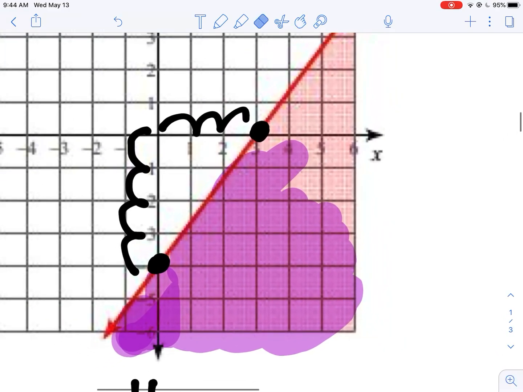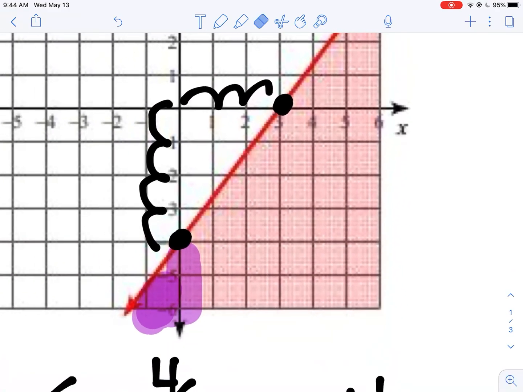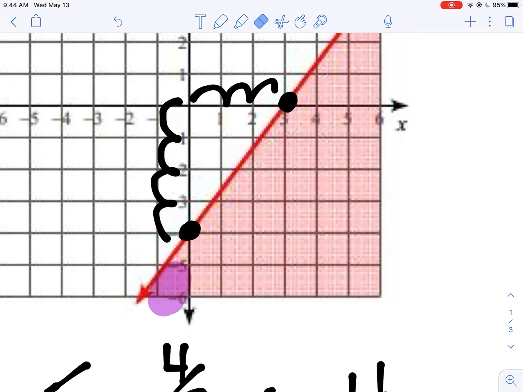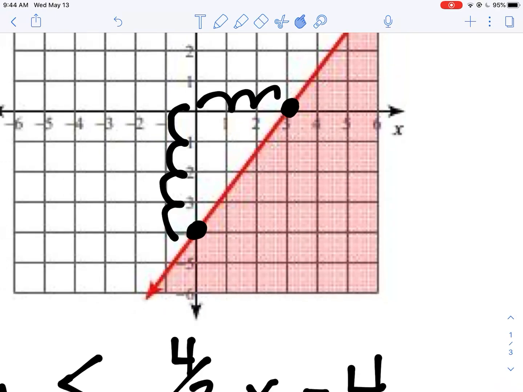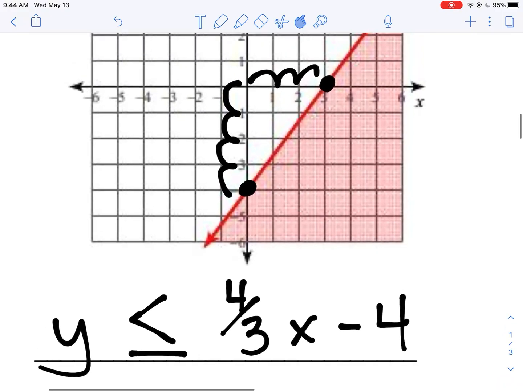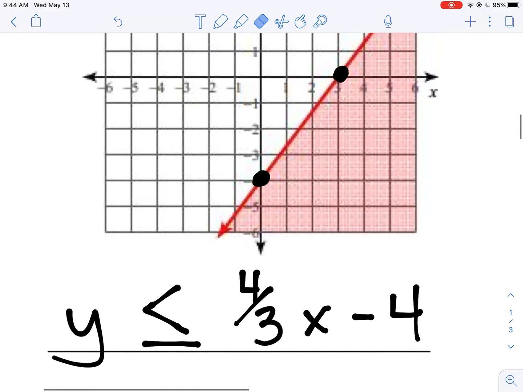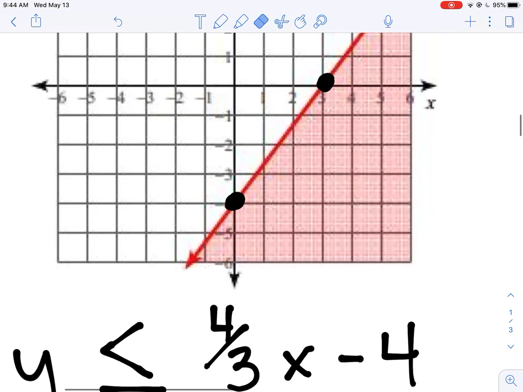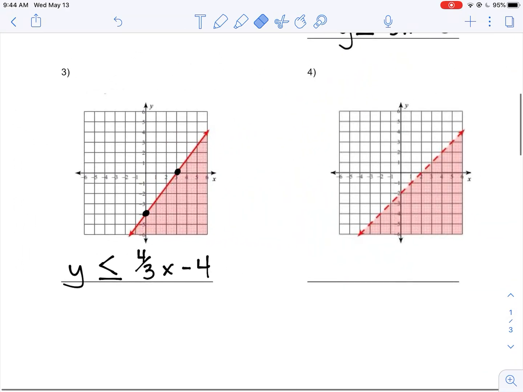Now let's take a look at our line. Our line here, it is solid. There is no dashes. So if it's solid, that means we're going to underline our inequality. And I am done. I get y is less than or equal to 4/3 x minus 4. So again, same process. Looked for my y-intercept, found the slope, then I identified where was shaded in, above or below, and then I took a look at my line.